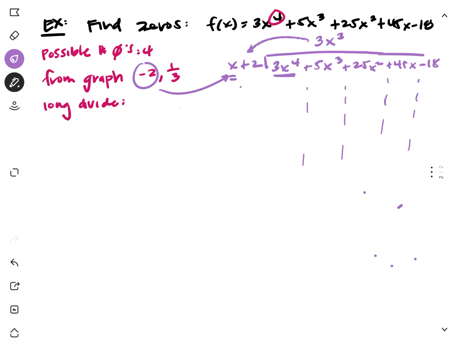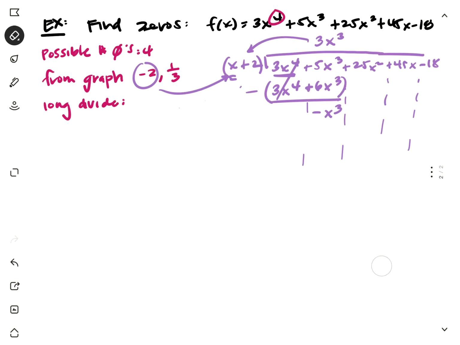Now what we're going to do with that 3x cubed is multiply it back into our x plus 2. So 3x cubed times x is 3x to the 4th. If we did that correctly, it should always come out equal to the thing above it. We're also going to do 3x cubed times 2. 3x cubed times 2 is 6x cubed, positive. Then the next step is we subtract. If we did it correctly, these two terms are going to subtract out. That's going to be 0. And then 5x cubed minus 6x cubed is negative x cubed.